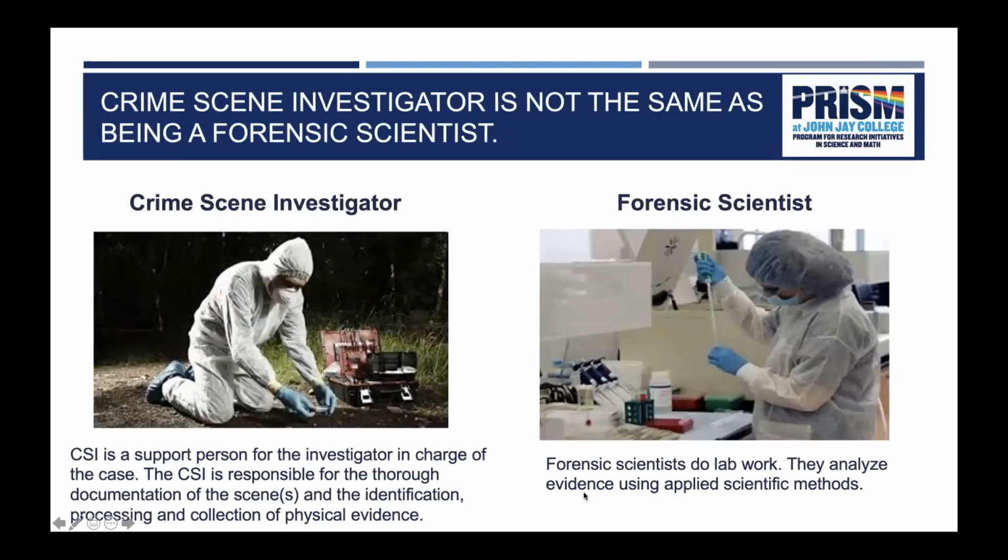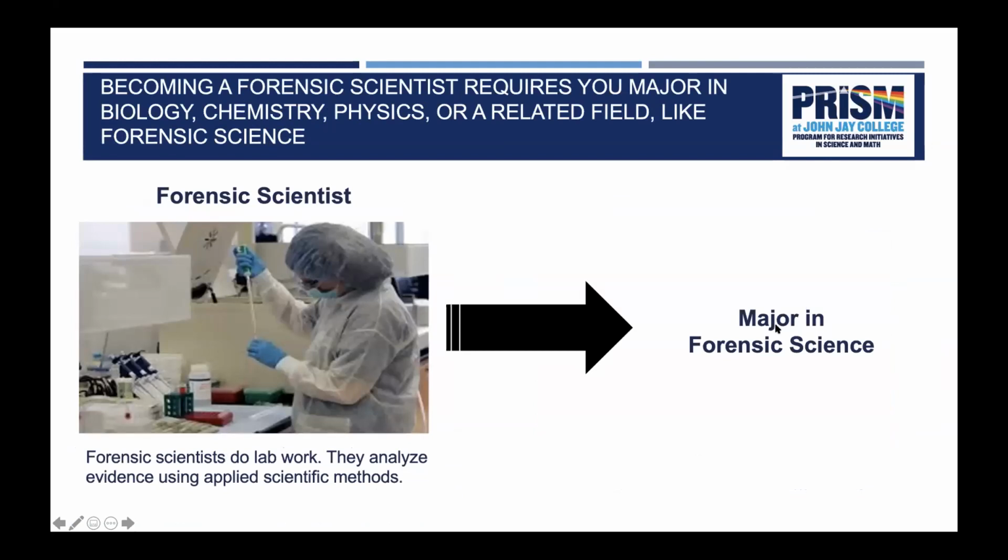So like I mentioned, the crime scene investigator collects the evidence that will be used later on by the forensic scientist who does lab work and analyzes this evidence for the court of law. So they work together, but they are not the same person. And to become a forensic scientist, you would have to major in something like biology, chemistry, physics, or a related field like forensic science.